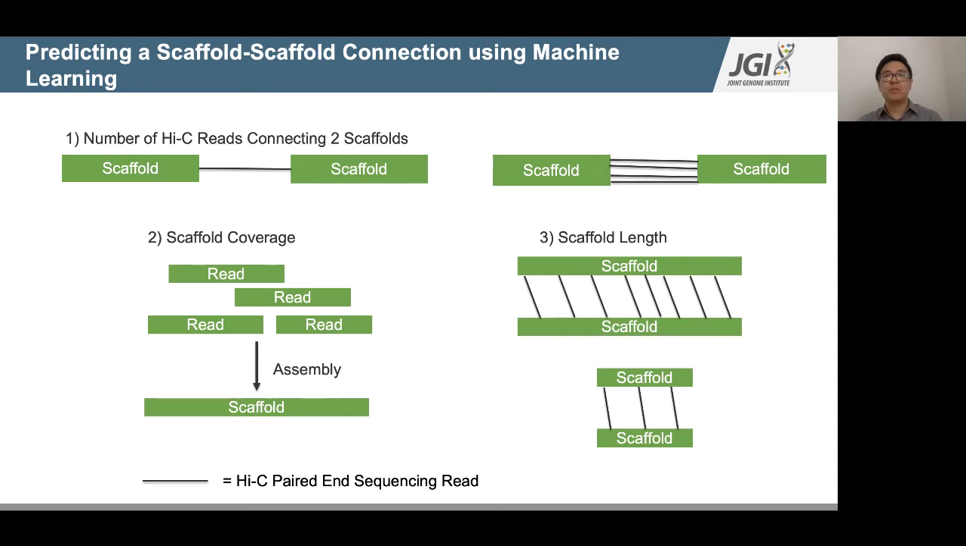First, we use the number of Hi-C reads between scaffolds as the main way to establish a connection. Second, scaffold coverage is important because if two scaffolds have similar coverages, they are more likely to come from the same genome. Lastly, scaffold length is also a factor. This is because if scaffolds are longer, they will naturally have more Hi-C reads connecting to them.